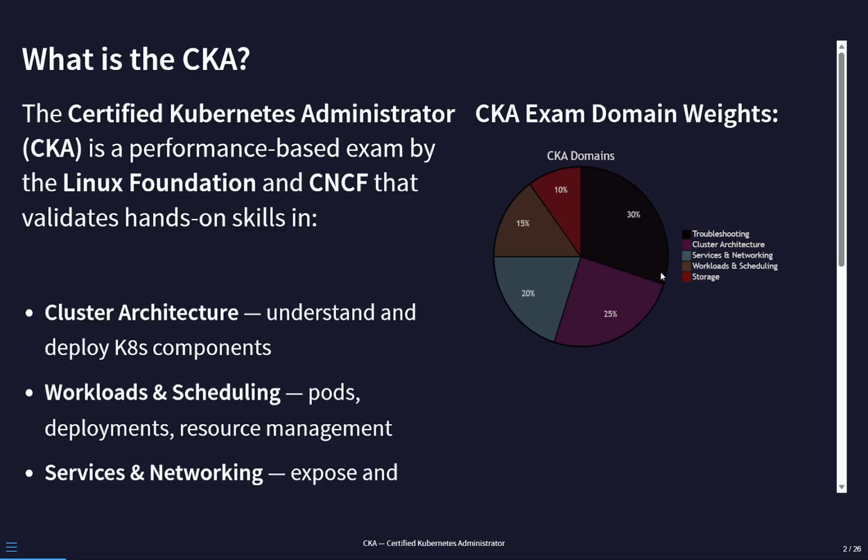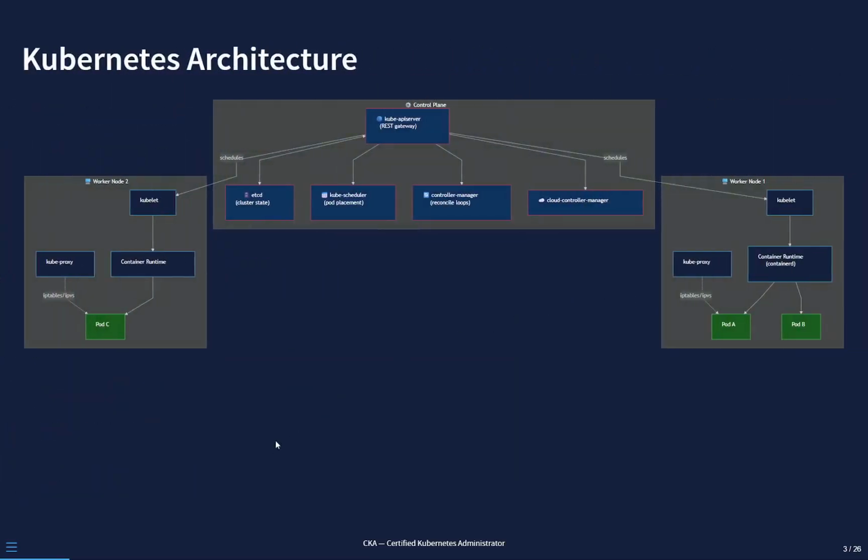Before we touch a single kubectl command, we need to understand how Kubernetes is actually structured. This diagram shows you the full picture. A Kubernetes cluster has 2 types of machines, the control plane and the worker nodes. The control plane is the brain of the cluster. It has 4 main components.